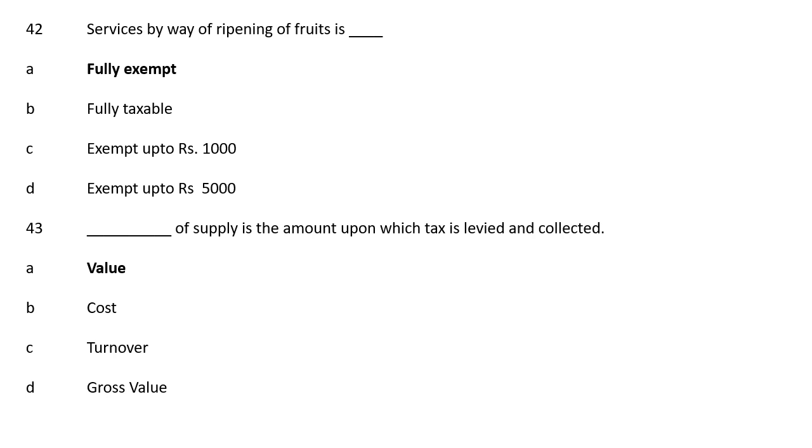Question number 43. Dash of supply is the amount upon which tax is levied and collected. Option A value, option B cost, option C turnover, option D gross value. The correct answer is option A, value. So value of supply is the amount upon which tax is levied and collected.